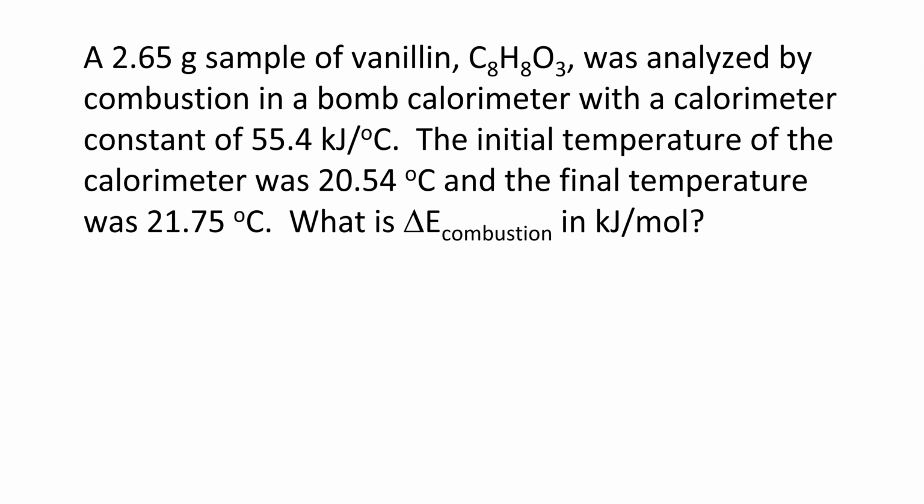Right, so the calorimeter constant is sort of a collection of different heat capacities and masses for our calorimeter. It's made of lots of different materials. So it's an indication of how that calorimeter performs. How much temperature change does it undergo for a given amount of energy that goes in there? So it is particular to the piece of equipment that we are working with. So this calorimeter in this problem has a calorimeter constant of 55.4 kilojoules per degree Celsius.